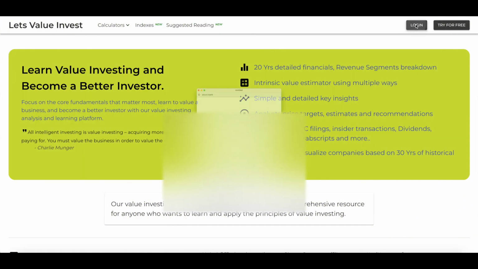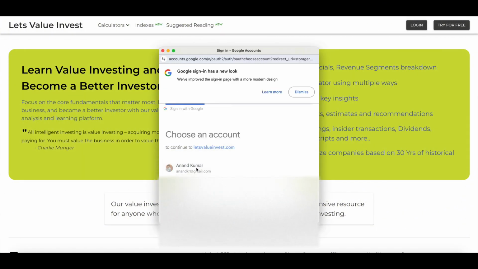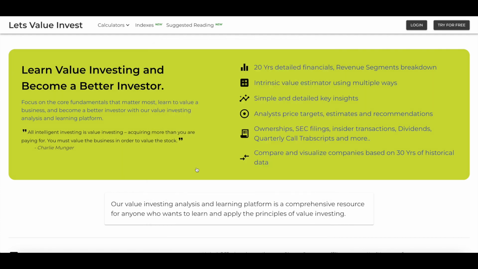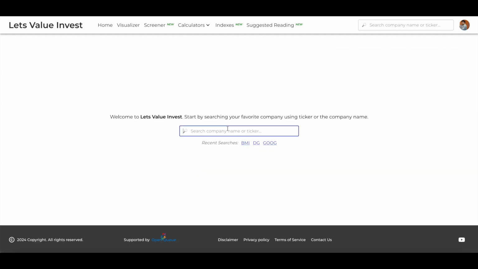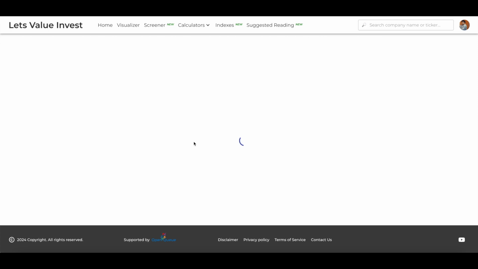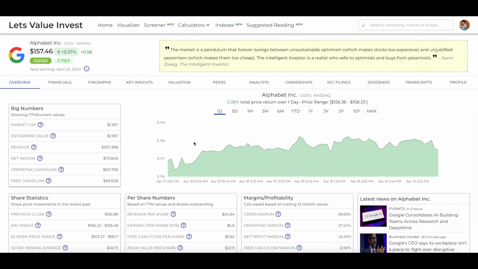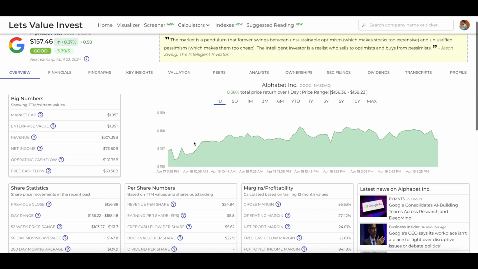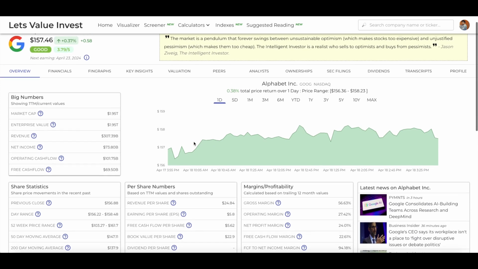Once you log into LVI using your Google login, you are taken to the home page. Here you can just type in a ticker symbol or company name, and LVI will pull up all the information and take you to the overview page. This is how it looks.